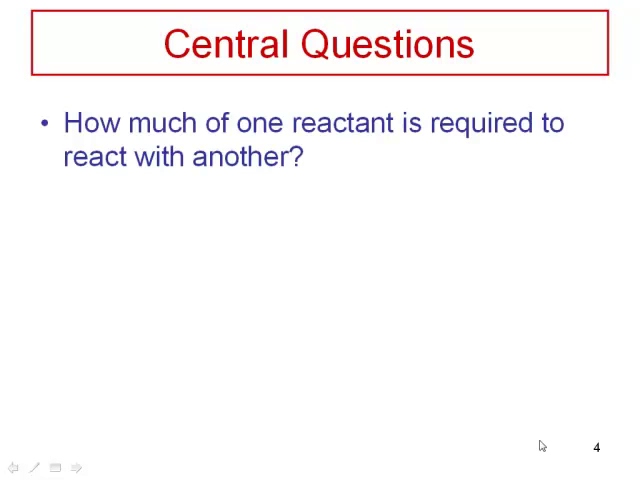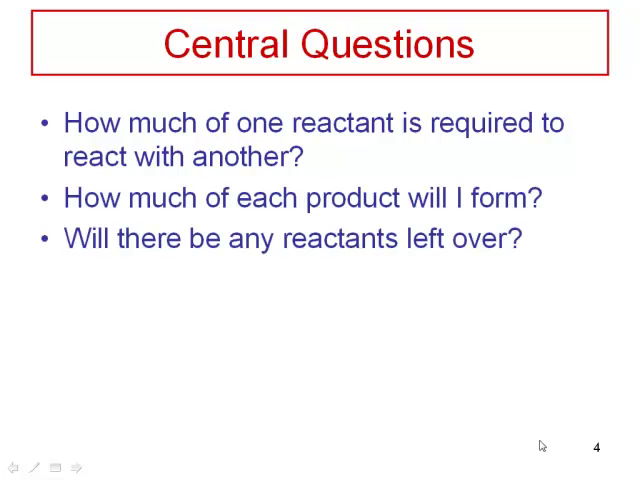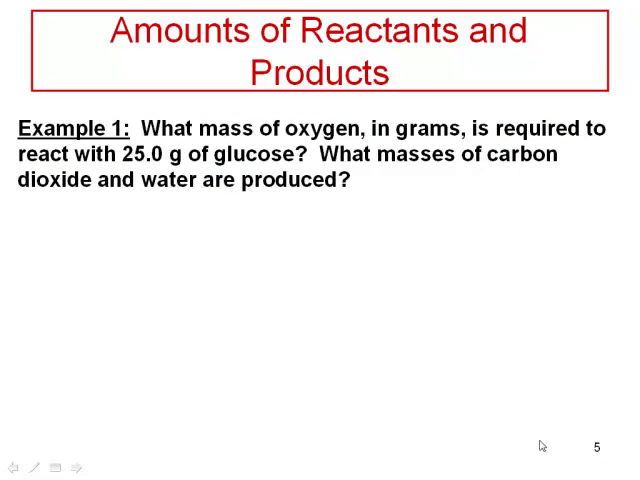How much of one reactant do we need to react with something else? How much of a product are we going to form? Will there be anything left over after the reaction is complete? And et cetera. Tomorrow we're going to look at limiting reactants. Today is kind of like the slow pitch introduction, so we're going to look at some examples to refresh ourselves from last year and to illustrate how this works.